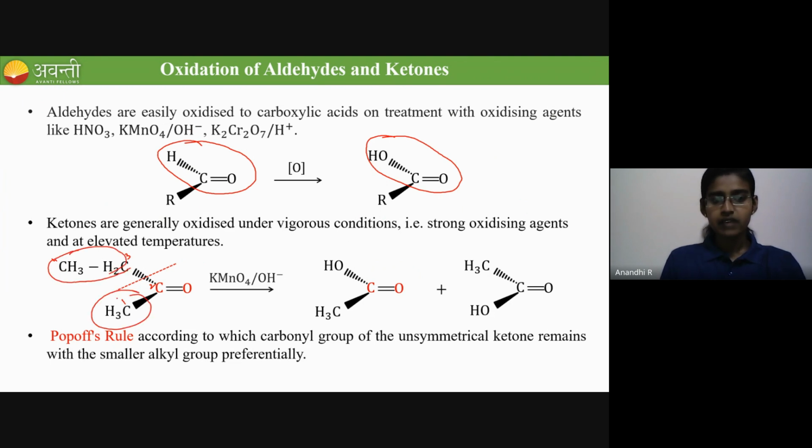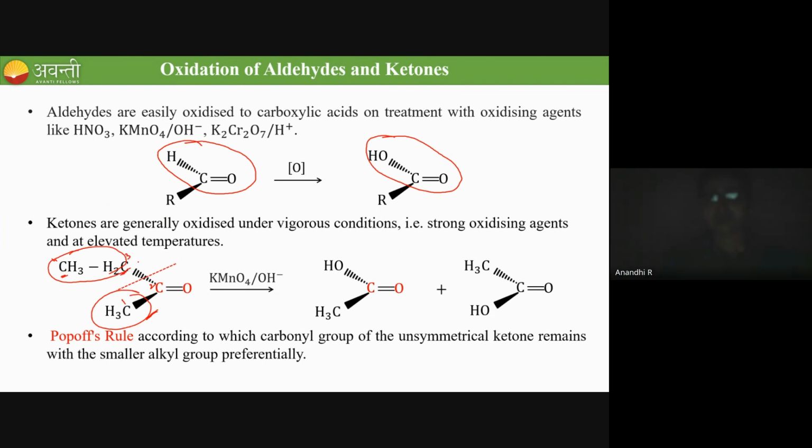And here we are having only 1 carbon. So which is the smaller alkyl group? So this is the smaller alkyl group, right? So that bond doesn't break. C double bond O tries to remain with the smaller alkyl group. So only carbon number 2, 3 breaks. And since this contains 2 carbon, one of the products is the 2 carbon containing acid, that is CH3COOH.